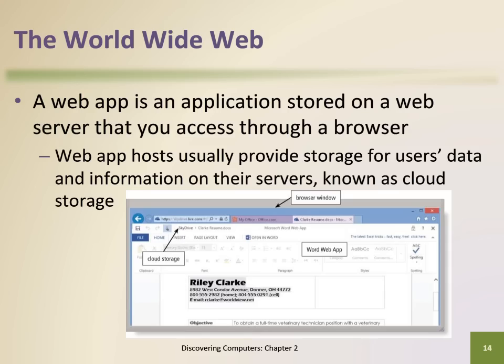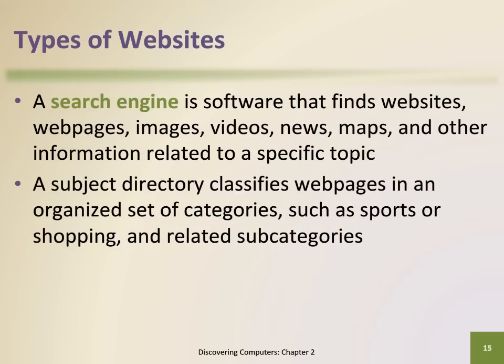A web app is an application stored on a web server that you access through a browser. A mobile web app is an application you download from a mobile device's app store or other location. While surfing the web, you can use search engines to find websites and web pages. A search engine is a program that allows you to search the web for specific information. A search engine is one of several types of websites.